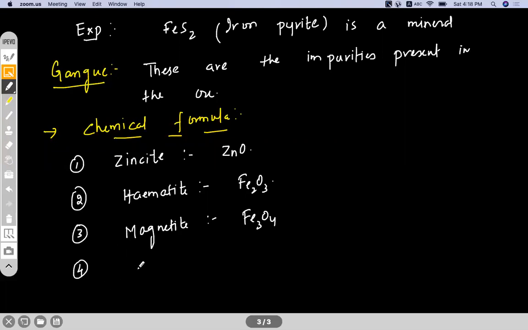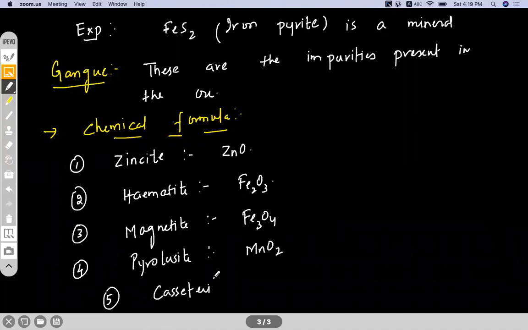Okay, next is pyrolusite. Pyrolusite mineral, you must be remembering this. We use this for the preparation of KMnO4, right? It is MnO2. Next is cassiterite, SnO2. We also call it tin stone. Copy this down, I'll go to the next page. Let me know once you're done.